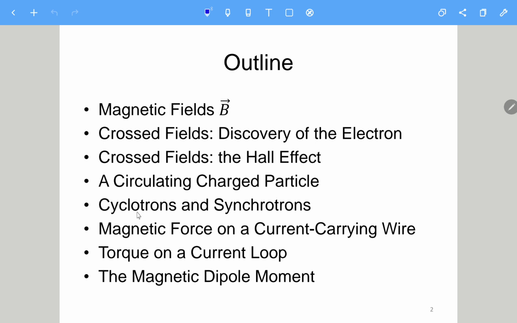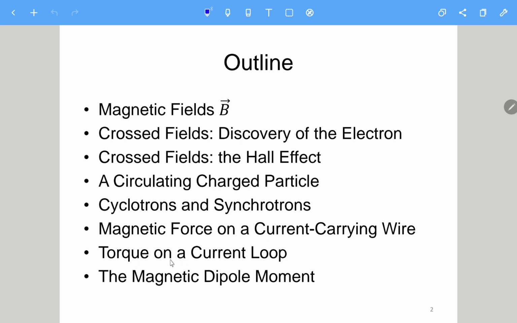Then we will talk about the cyclotron and synchrotron, two types of particle accelerator, 粒子加速器. And then we'll talk about the magnetic force on a current carrying wire, which is somehow the extension of here. Here we will talk about the so-called Lorentz force, 洛伦兹力, and this is also a kind of Lorentz force, I think.